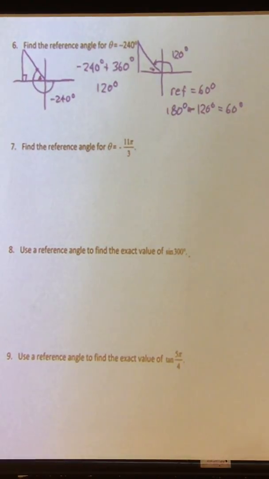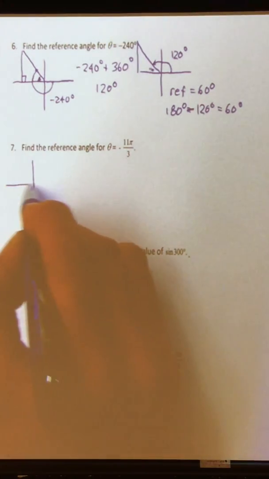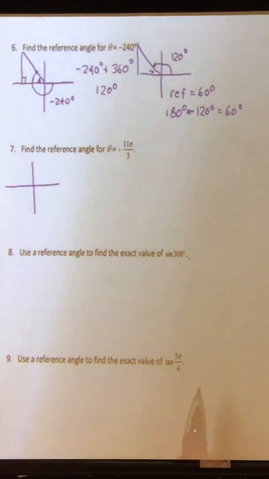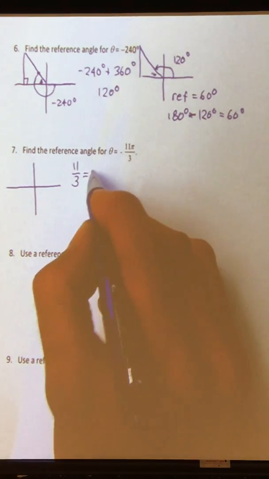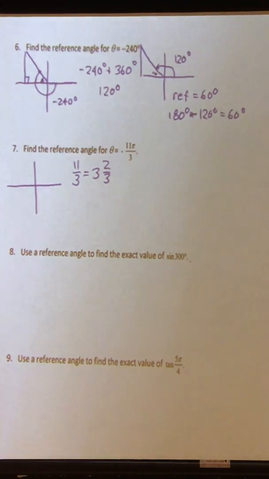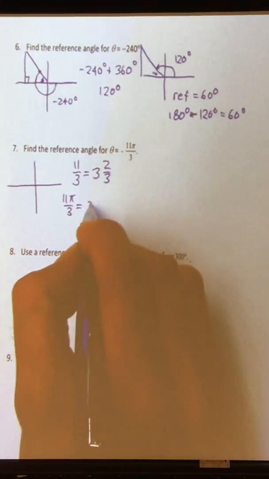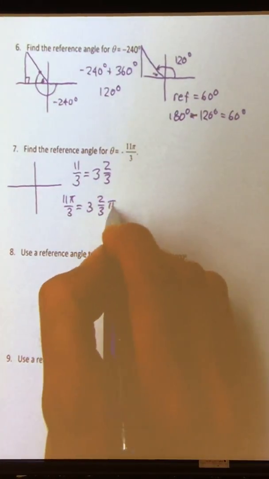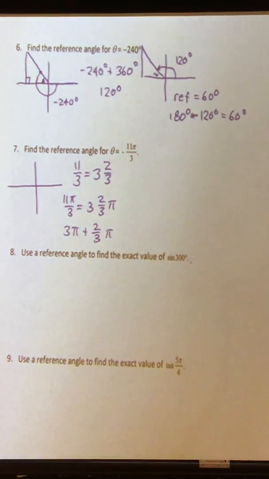Let's do it again for a different angle, negative 11 pi over 3. Okay, so we'll set up a picture here. Negative 11 pi over 3. Well, 11 thirds is 3 2/3. So 11 pi over 3 is 3 2/3 pi. So that's 3 pi plus 2/3 pi. But negative. All of this is negative.